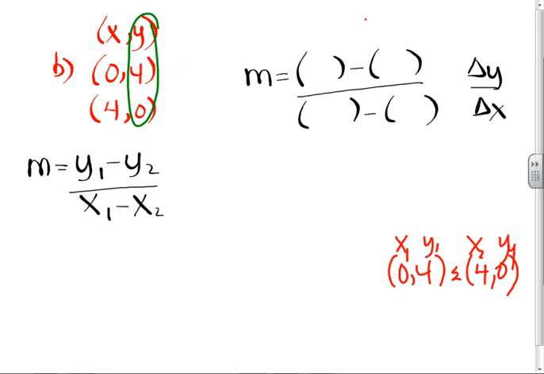Okay, I start with the Y's. Could you start with the X's? Keaton, could you start with the X's? Yeah, you could. Understand what we're doing? We're just going to find how far do we go over in the X's, how far do we go up on the Y's. How do you find how far you go up on the Y's? What do you do with those numbers?